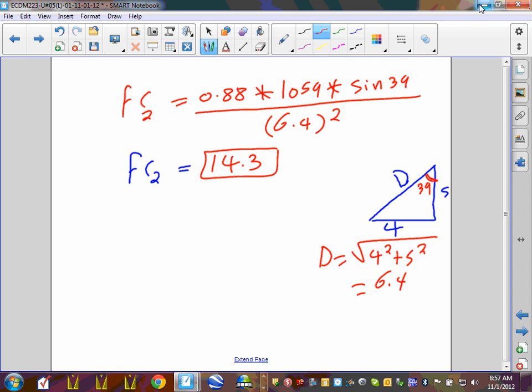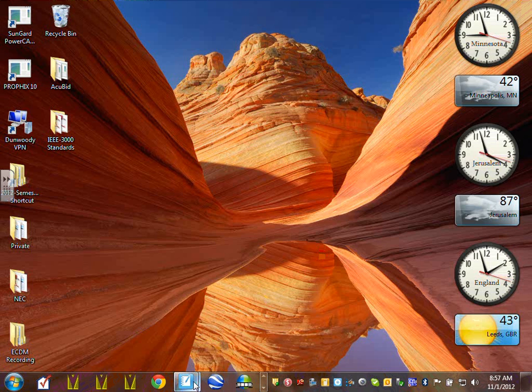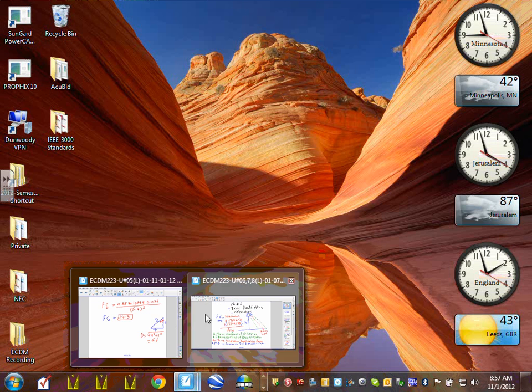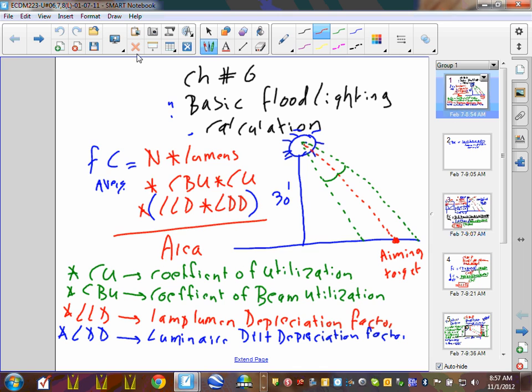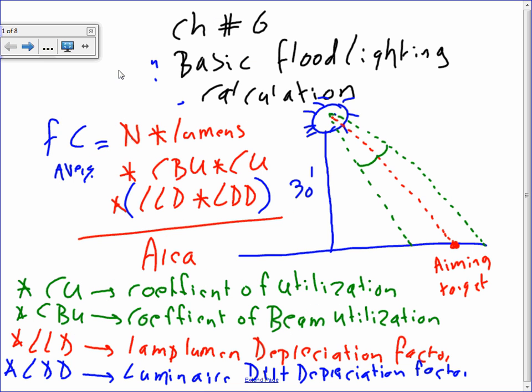I'm going to minimize this and go to another topic, guys, so we know how to do calculation. Before we leave, chapter 5 talks about two things: doing point-to-point calculation for outside fixtures, on the horizontal surface as well as on the vertical surface.